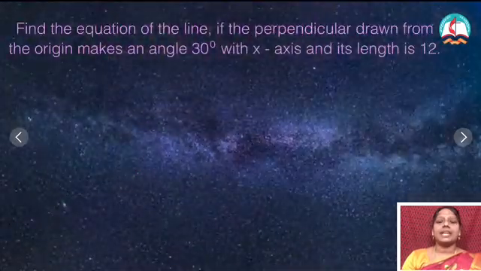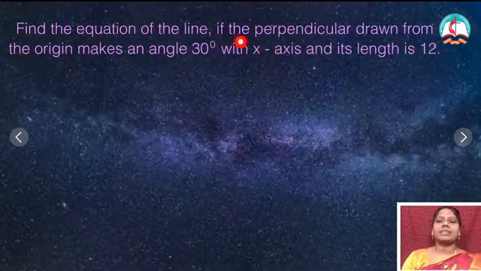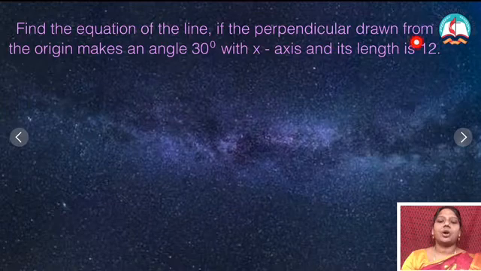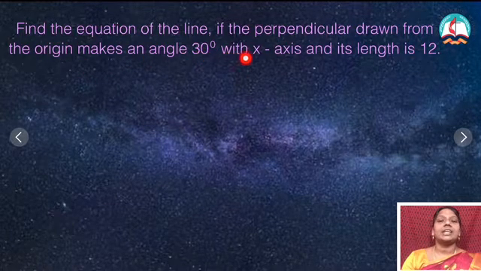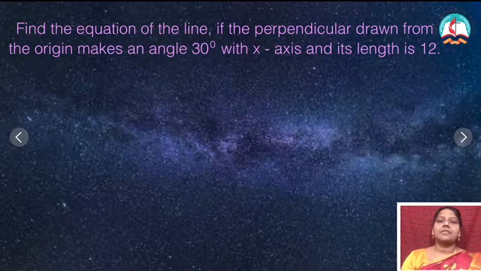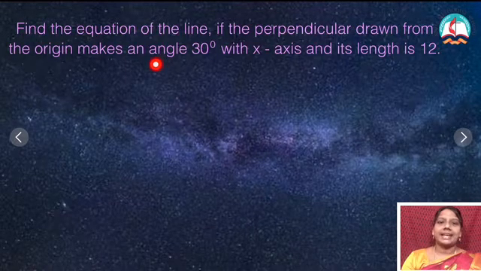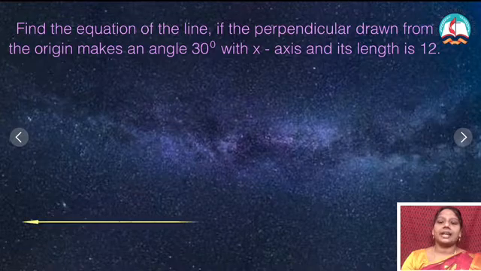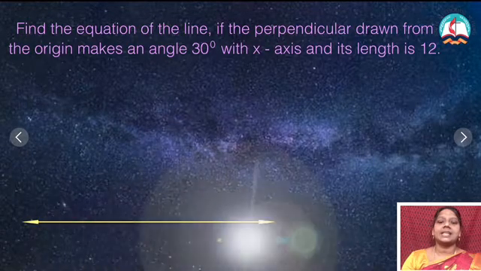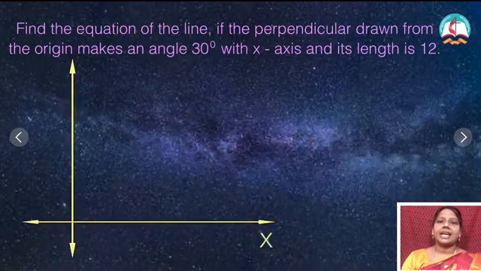Now the first problem is find the equation of the line if the perpendicular drawn from the origin makes an angle 30 degree with x-axis and its length is 12. So first I told you early, if you are doing problems in analytical geometry, you have to draw diagram. So first we are going to draw diagram. So let me take x-axis, y-axis and a line.